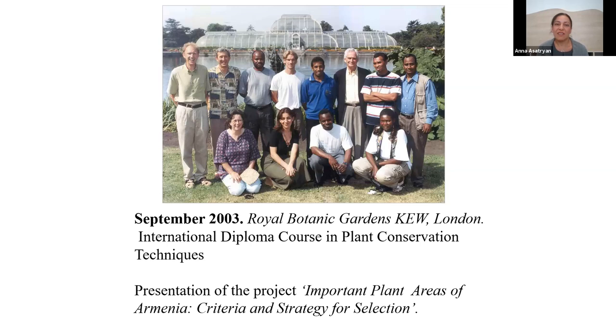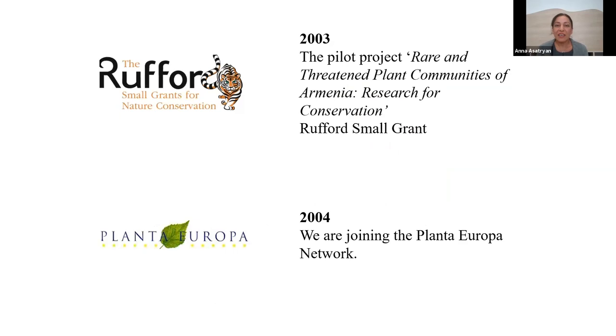And by lucky coincidence, my project proposal sent to the Rufford Foundation was approved, and in 2003, with the support from this foundation, we began research and identification of the sites important from the point of view of plant diversity and important for conservation of plant diversity. The next year we joined the Plant Europa Network, which also played an important role in the development and implementation of our project. With the continued support from the Rufford Foundation, we managed to finish the identification of the important plant areas of Armenia.